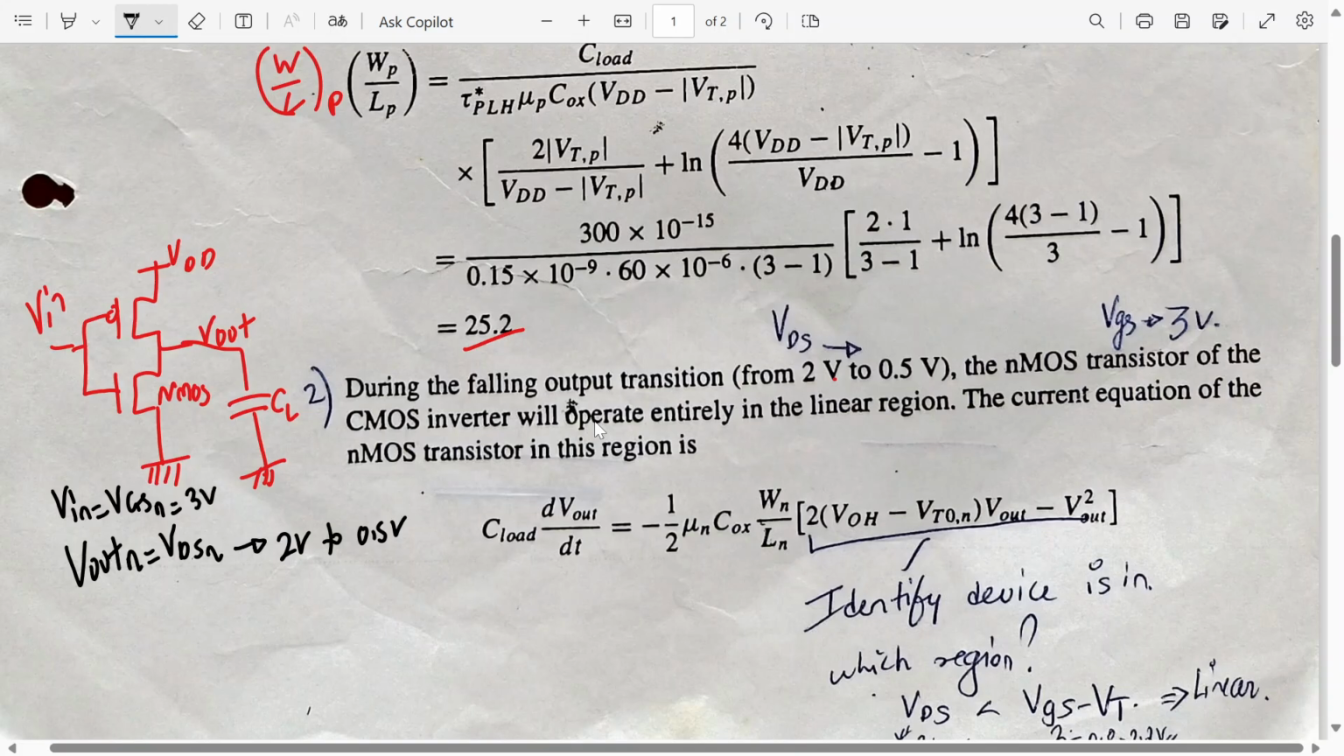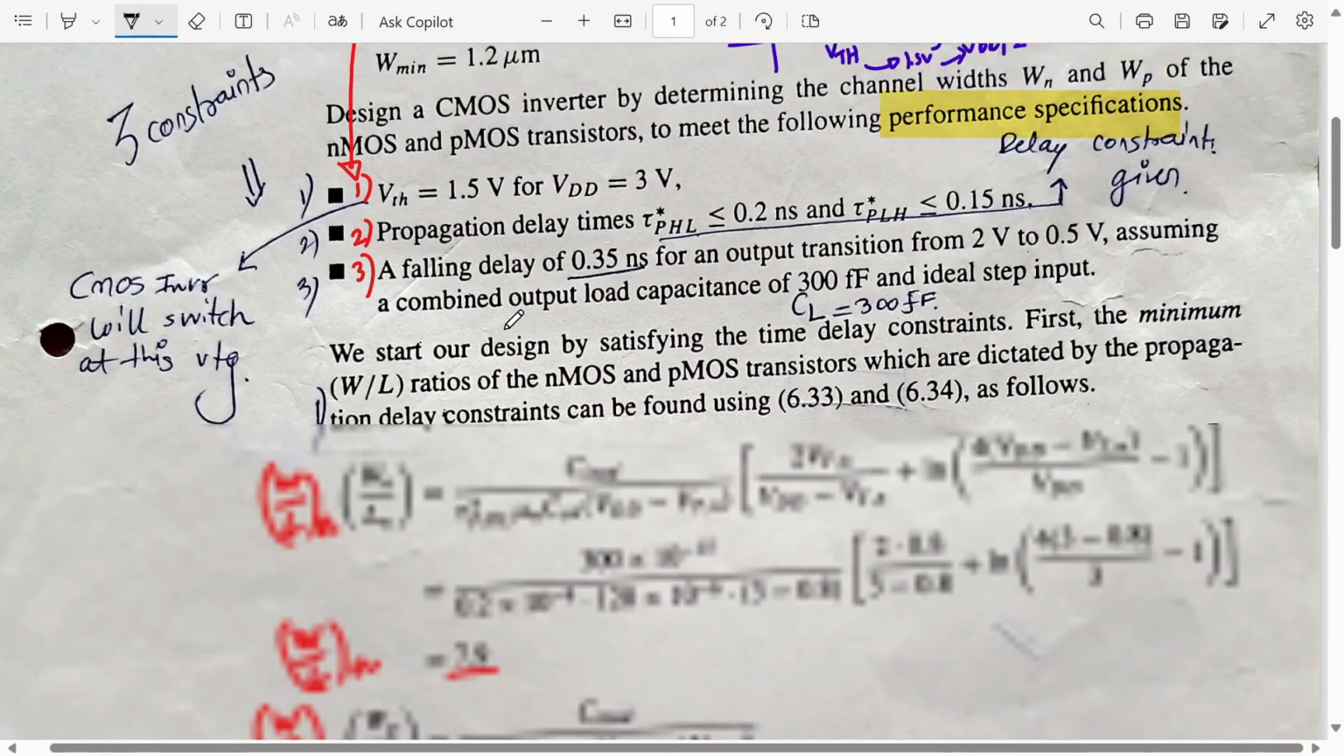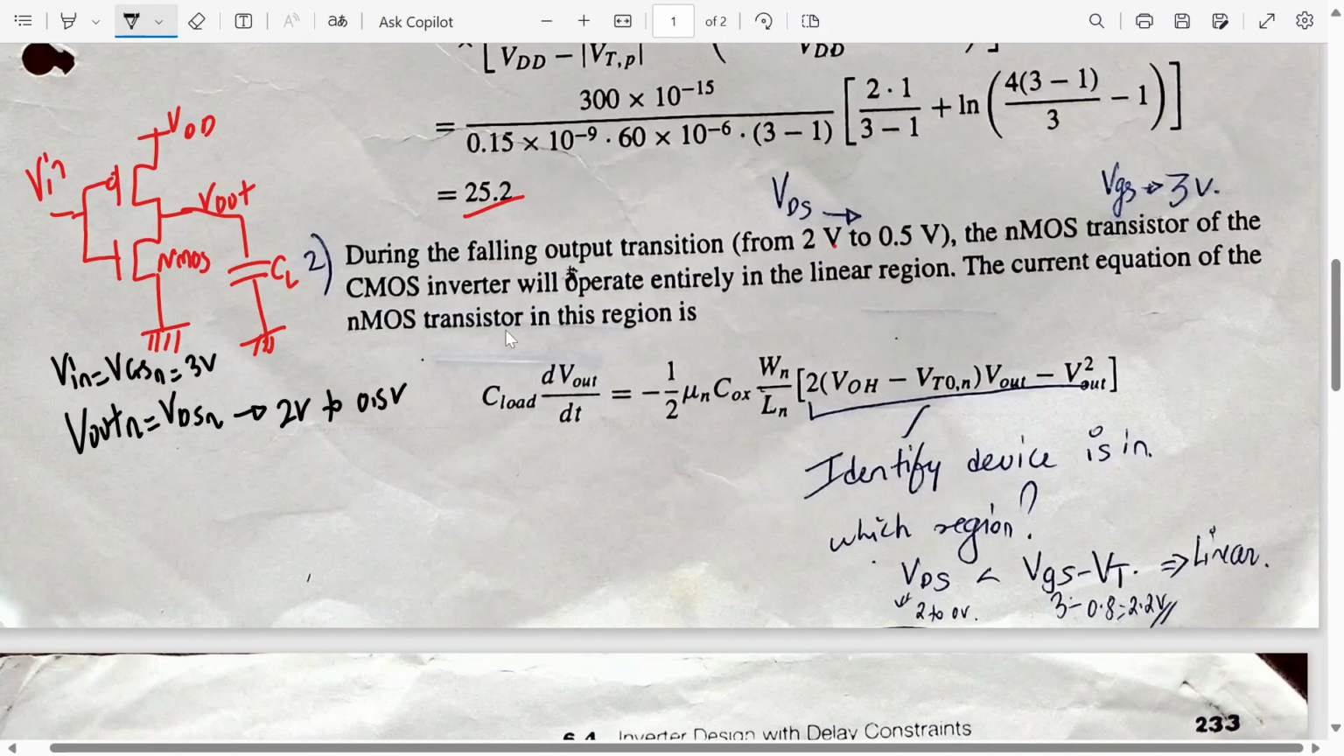Okay. So VGS is 3 volt, and now how much is VTN given to you? It is 0.8. So VTN value is 0.8 volt. So when is the transistor linear? VDS N should be less than VGS N minus VTN. So this is how much? Let's say this is 2 volt.